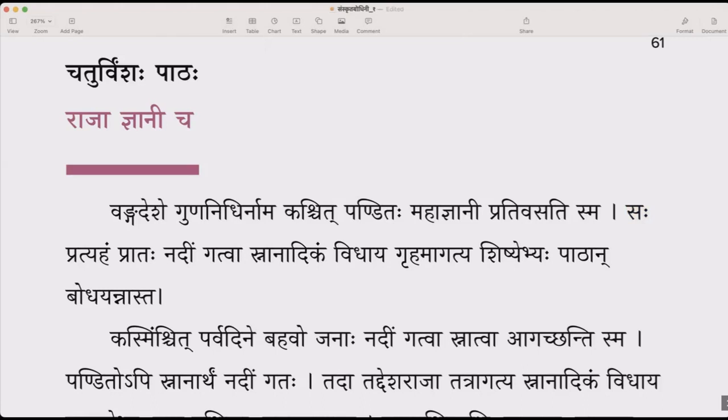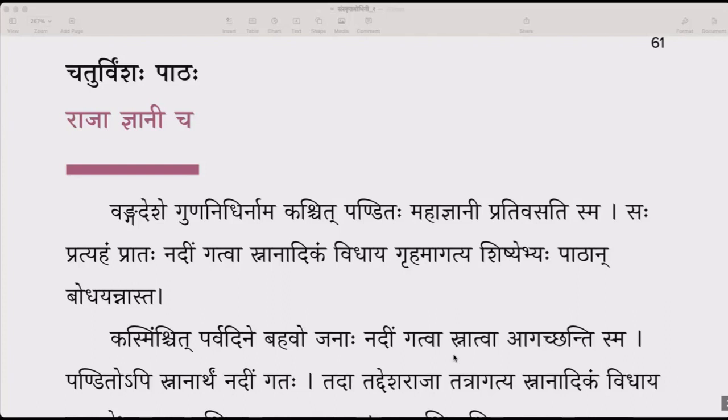Snanadikam vidhaya. So he does whatever, takes a bath, etc. Anushtanam, he does. Iti vidhaya, griham agatya, he comes back home. Shishyebhyaha pathan bodhayan asta. So he teaches his students.